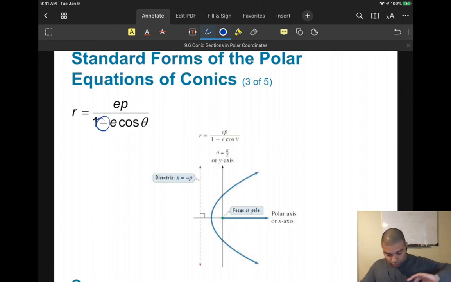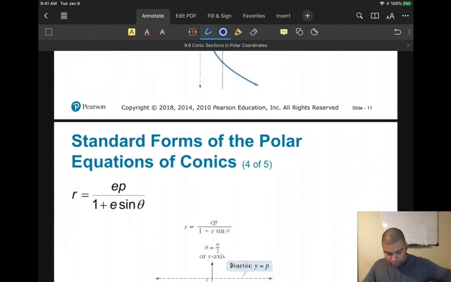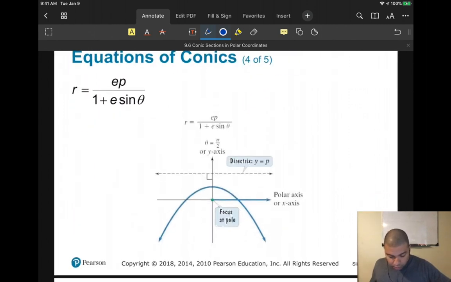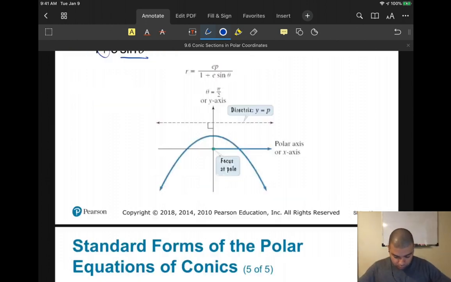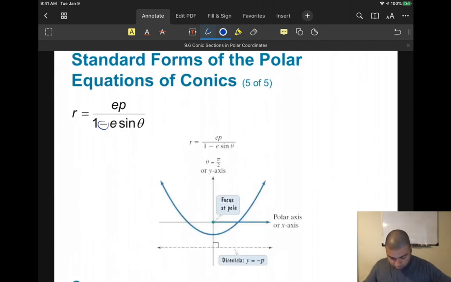So the directrix is always sort of pushing the graph away. Same thing here. Now it's sine, so it's vertical. So it's either up or down rather than left or right. And because it's a plus, the directrix is up, so the curve goes down. And if it's minus, then the directrix is down, so the curve goes up. So that's how you gotta remember these.